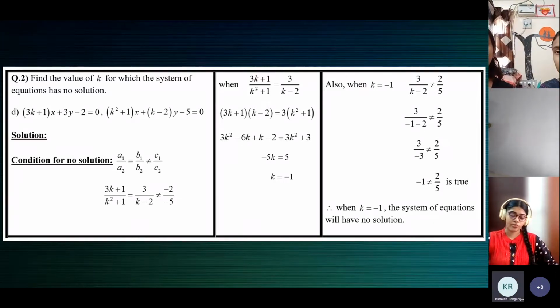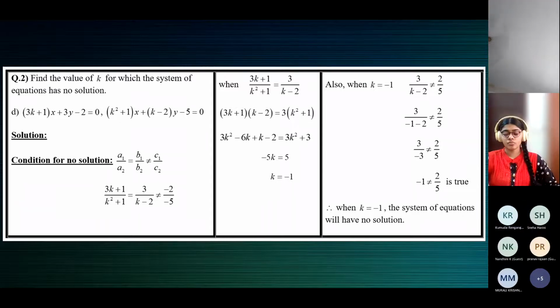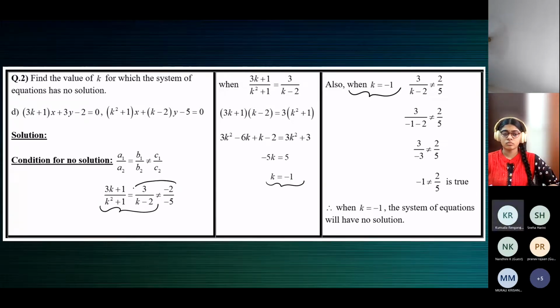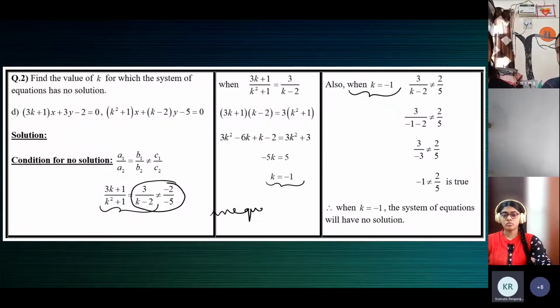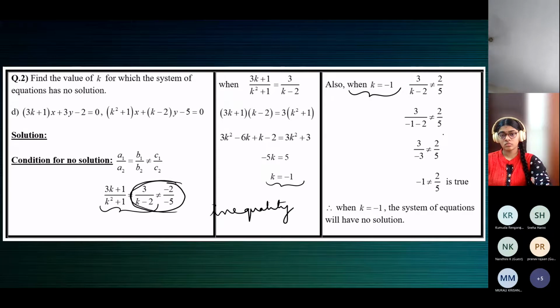So see, you get k is equal to -1. On equating these two, you find k is equal to -1. And when k is equal to -1, use that here in this inequality. Use it in this inequality, and it should be true.